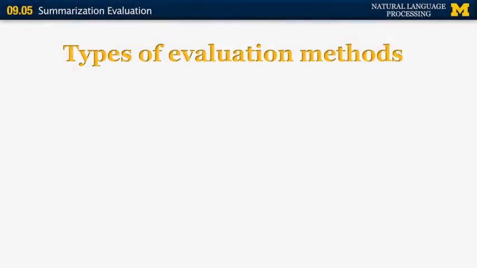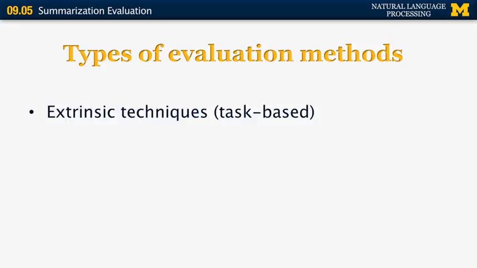So what are the different evaluation methods used? Well, there are several categories. The first one is extrinsic techniques or task-based techniques. For example, you give one set of users the full documents and you ask them to classify them using different categories. And then you give another set of users summaries of those documents and you give them the same task.